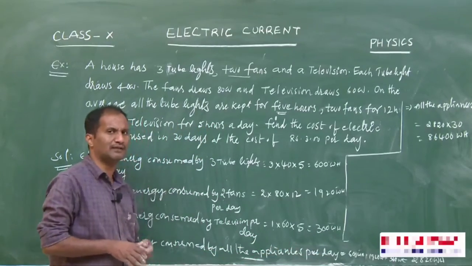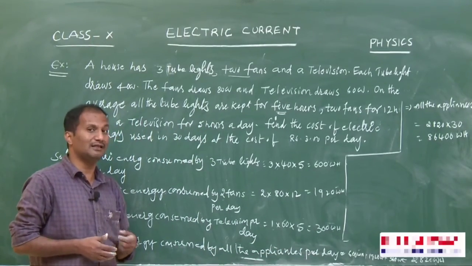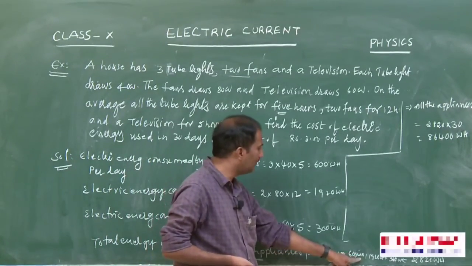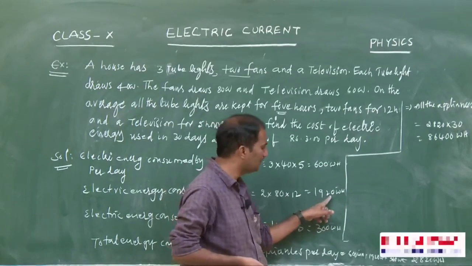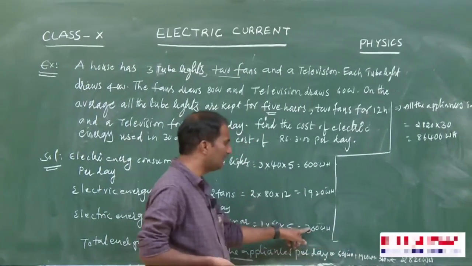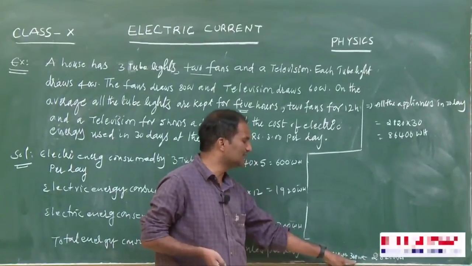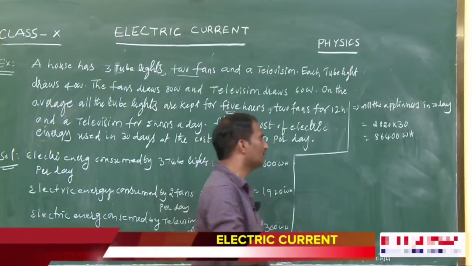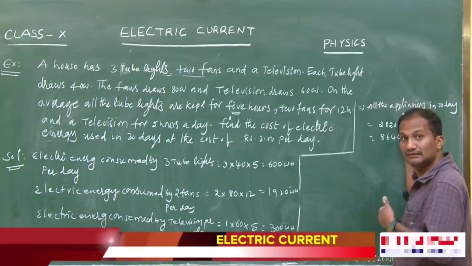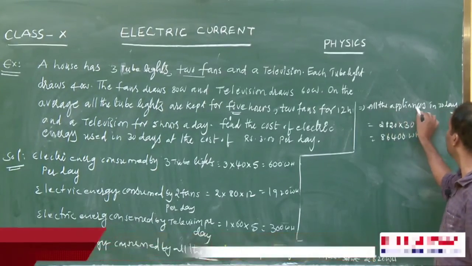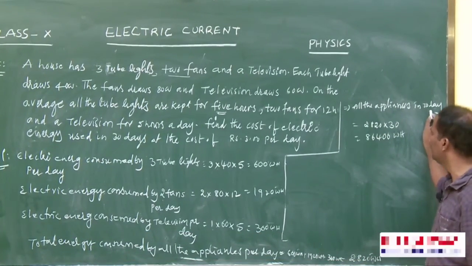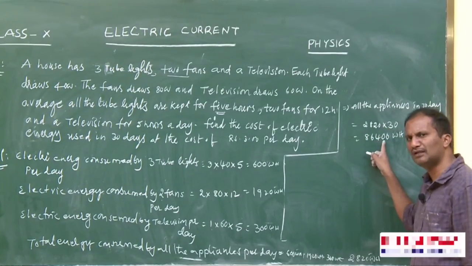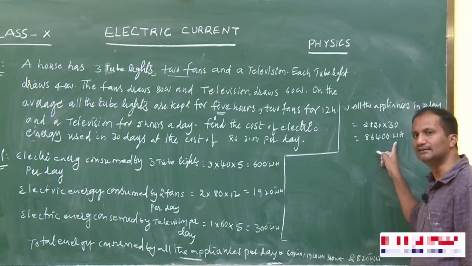Now the total amount of electric energy consumed by all the 3 types of appliances per day is calculated by adding 600 watt hours by tube lights, 1920 watt hours by fans and 300 watt hours by the television set. Total amount of energy per day is 2820 watt hours. Now for all the appliances in 30 days, in a month of 30 days, that is 2820 into 30, we get 86,400 watt hours per month.